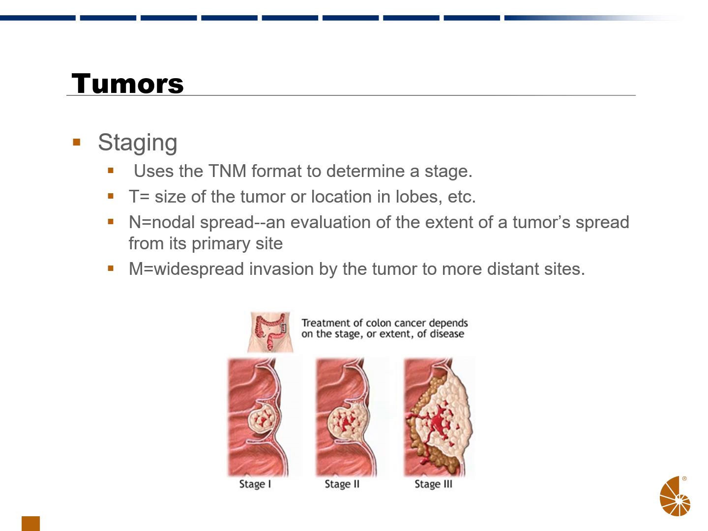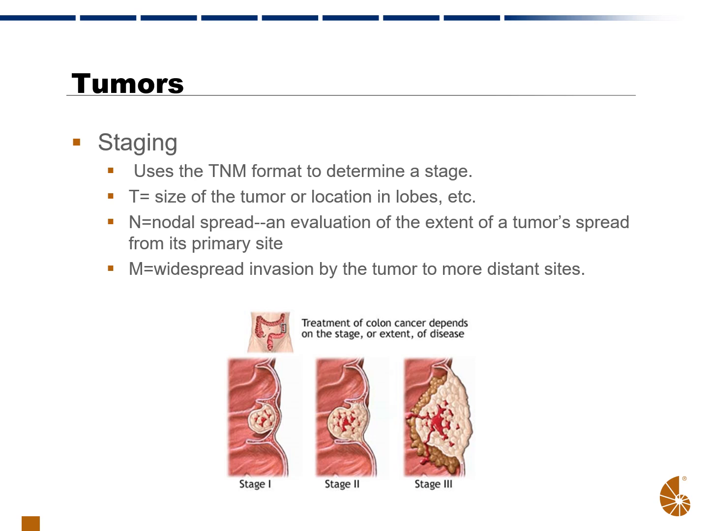The other important factor is the stage. In staging tumors, we use the TNM format for tumor size. T is for tumor size and location in different lobes. N is for nodal spread, an evaluation of the extent of the tumor spread from its primary site into lymph nodes.